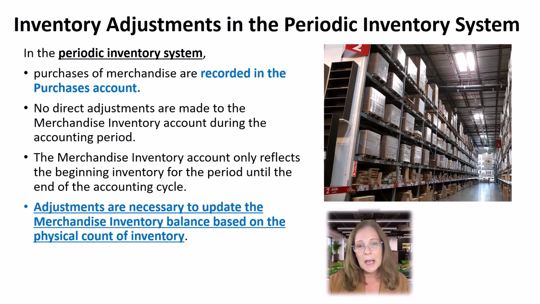Once the inventory is counted, accountants update the ending balance in merchandise inventory. This adjustment is essential because the ending inventory directly affects cost of goods sold and ultimately net income.